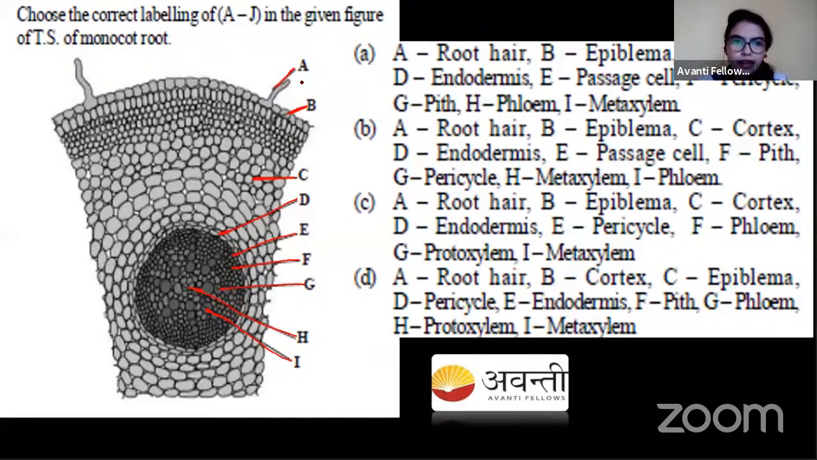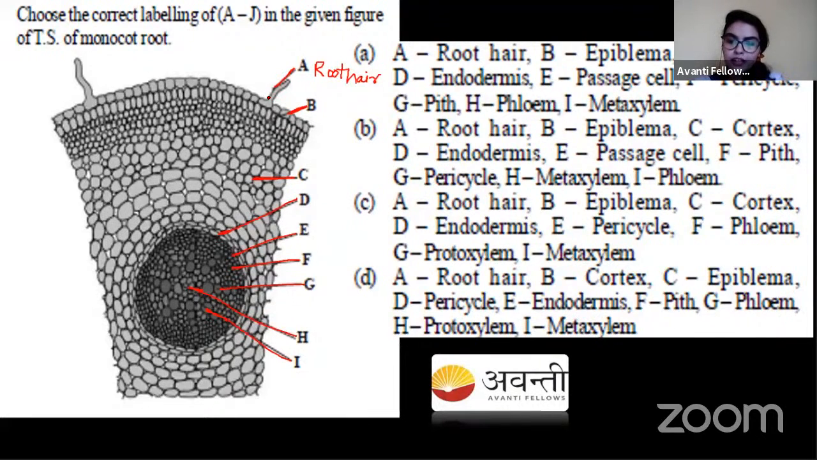ये monocot root है. And this A is what? ये is the root hair. So this is very easy. Even a kid can answer. This is a root hair and it is a unicellular root hair made up of parenchyma cells. And there will be no cuticle in the root, but there is a presence of cuticle in the stem.